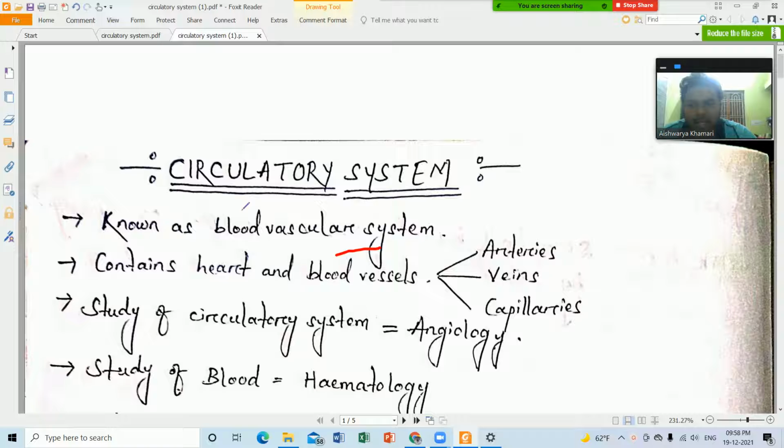So what are the main constituents of your circulatory system? The first thing is the heart, which pumps the blood, and there are several accessory blood vessels. If you look into the categorization of blood vessels, they may be arteries. Arteries are the blood vessels which carry oxygenated blood, except the pulmonary artery, which carries deoxygenated blood. Veins carry deoxygenated blood, except pulmonary veins which carry oxygenated blood, and then there are capillaries.